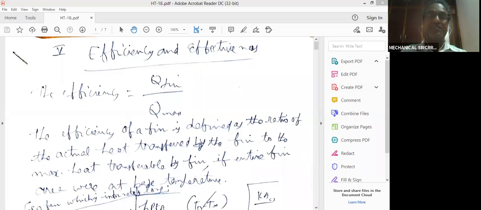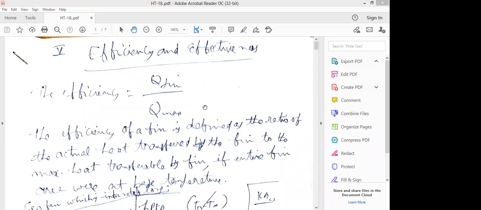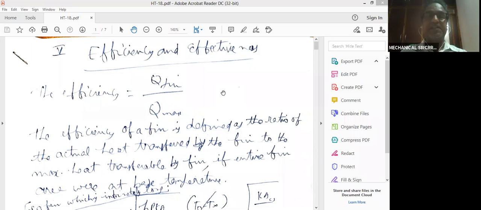Okay, so far we have completed fins: long fin, insulated fin, and finally in the last class, short fin. And for each and every fin, we have derived equations. We have derived the equation for temperature distribution, and temperature distribution and heat transfer rate equations were derived for all the three cases.